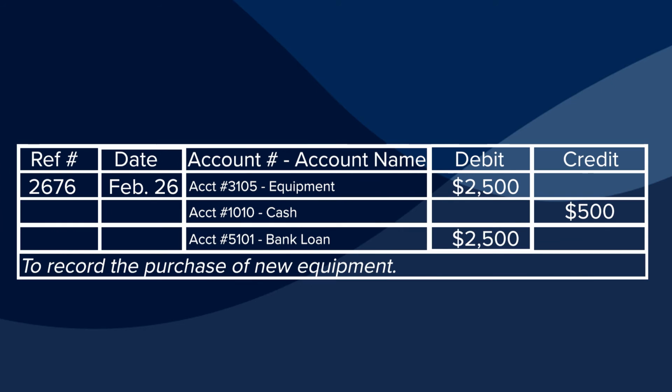Compound journal entries affect more than 2 accounts. For this transaction, Sally will need to debit her equipment account for the machine's total cost, credit the $500 cash payment to cash, and credit the bank loan account for the $2,000 loan.